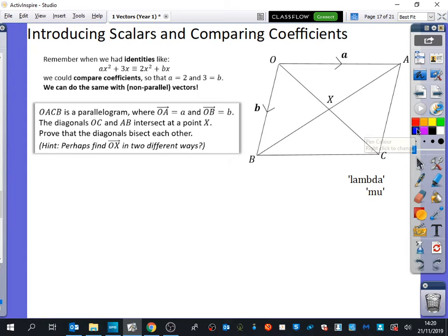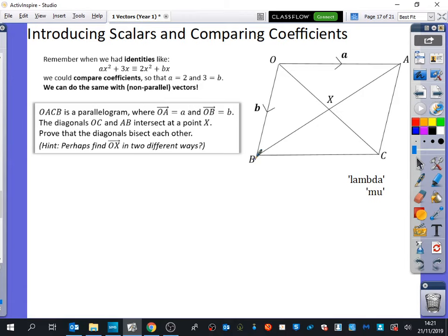We are going to read this question first, and then we're going to watch me do this, and then you're going to have a go. So it says OACB is a parallelogram. Notice the order of the letters, OACB. It goes OACB in that order.